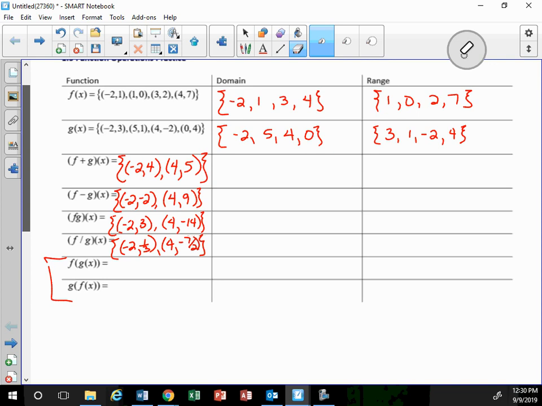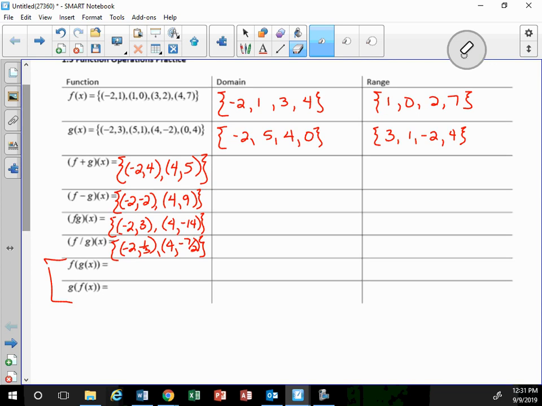Is there then an input of 3 in the other function? Yes, right here, right? What does that give me as an output? 2. So my first point here is -2, 2. You see it? Let's do it again. So I'm going to go to the next point. 5 gives me 1. Does 1 give me something? Yeah, what does 1 give me? 0. So what's my point? 5, 0. Good.